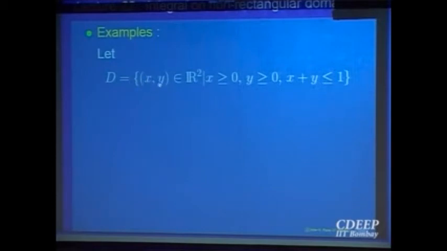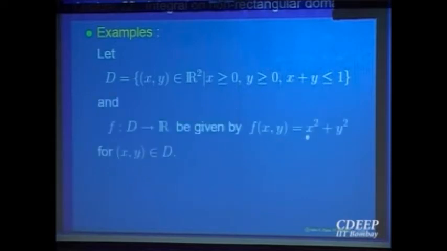The domain is xy, so x is bigger than 0, y is bigger than 0, x plus y is less than or equal to 1. So what is this portion? It is a right angle triangle in the plane, right? And let us take a function f(x,y) equal to x square plus y square defined in this domain. So let us take a rectangle which is [0,1] cross [0,1].